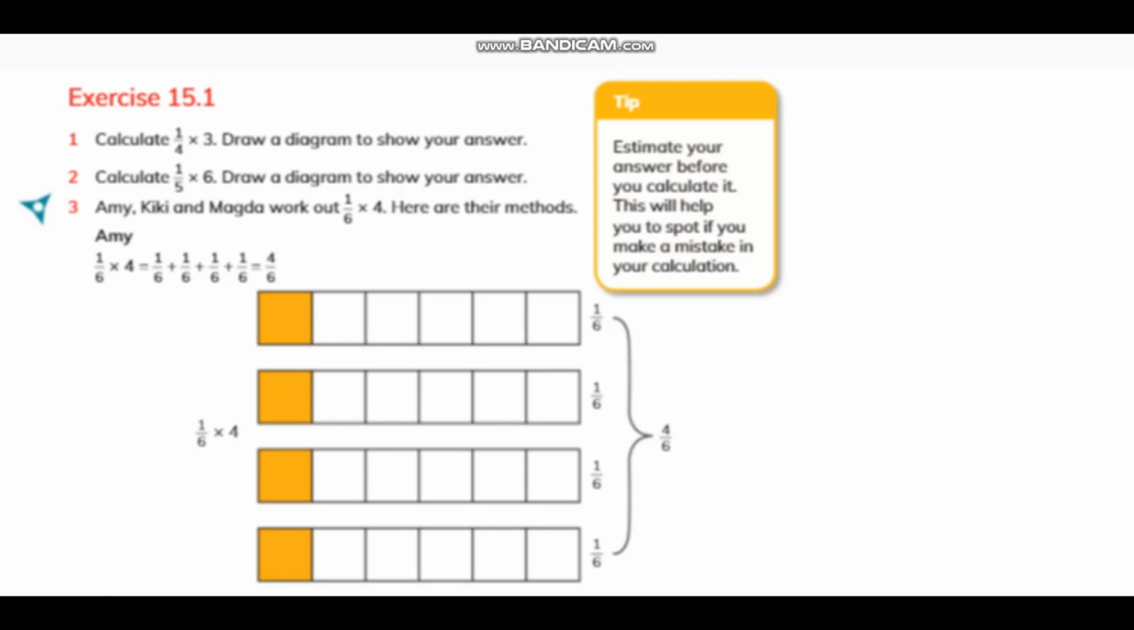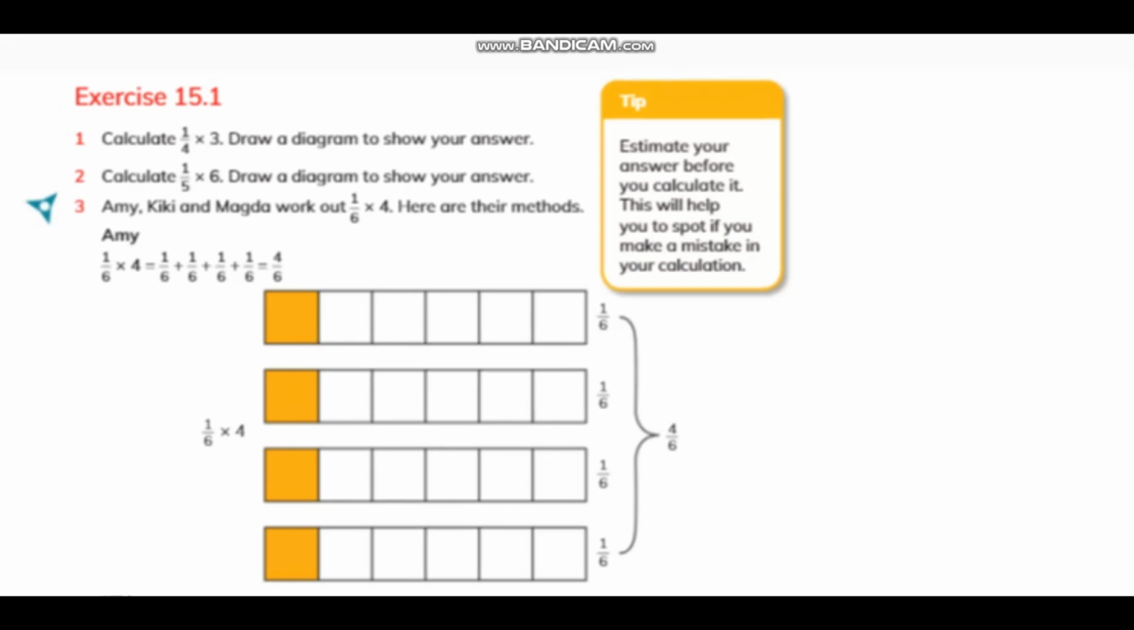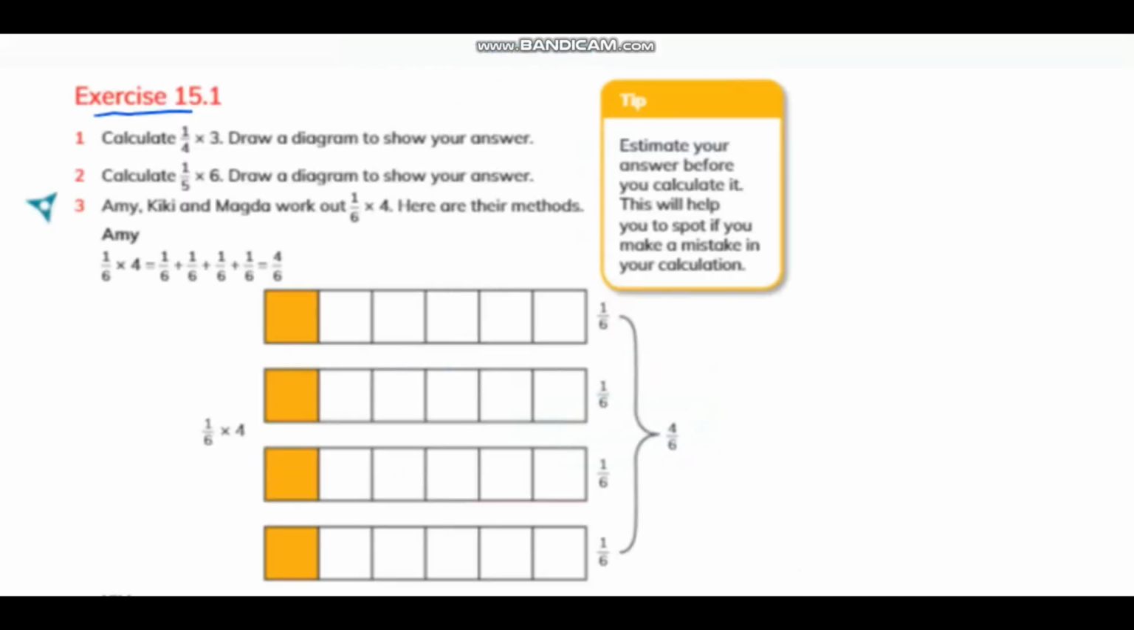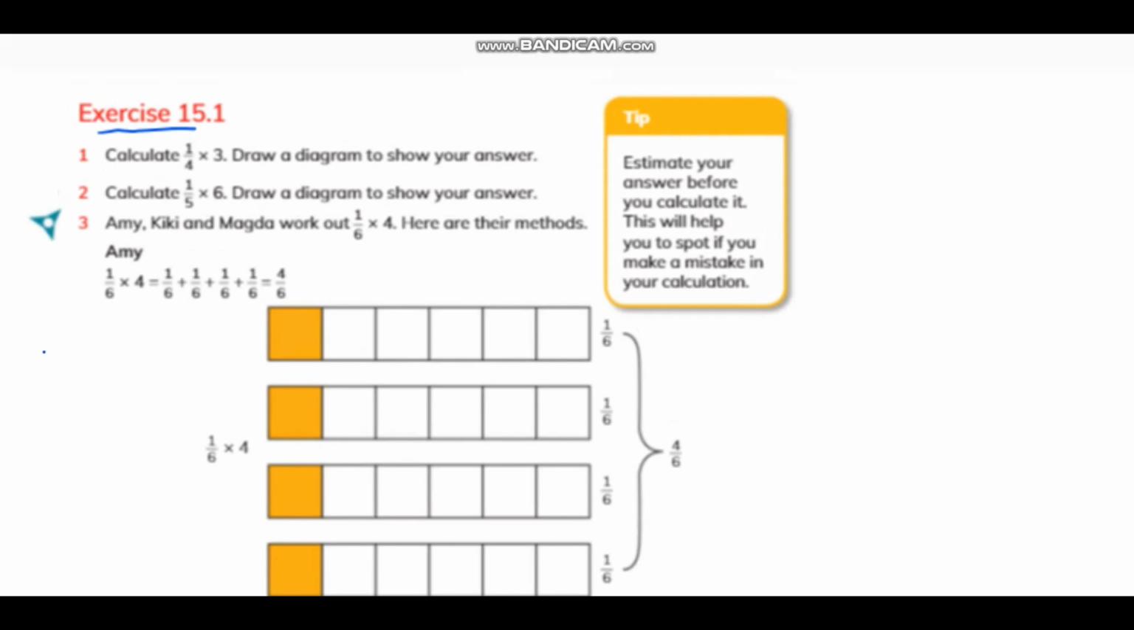So today we are going to start our exercise 15.1. You can see here exercise 15.1. Today we are going to learn about multiplying and dividing fractions. First we will see how we will multiply fractions. So let's move to our page. Here we are now. You can note it down, the page number is 169.